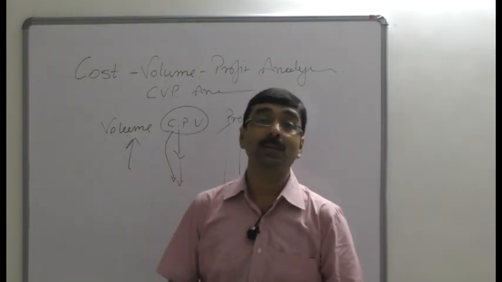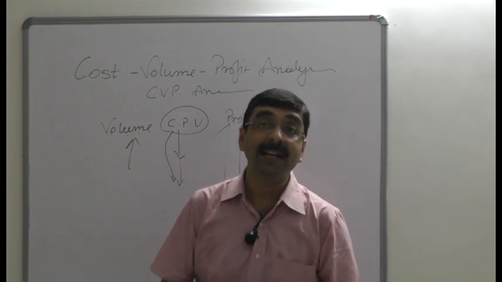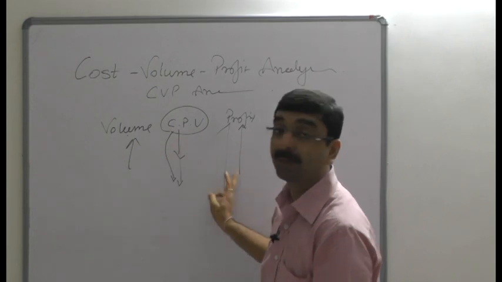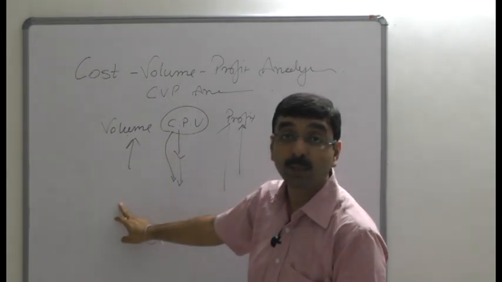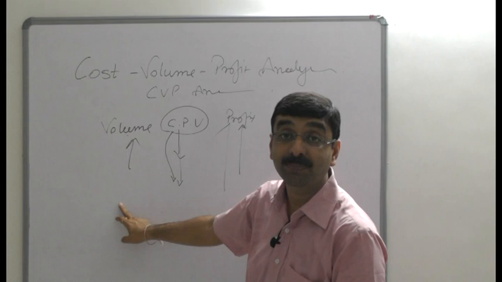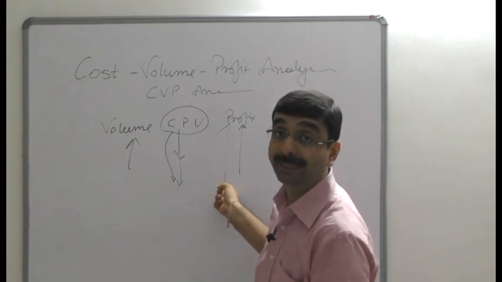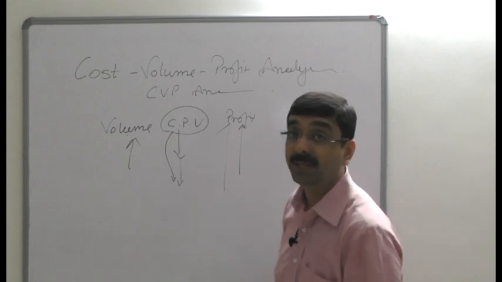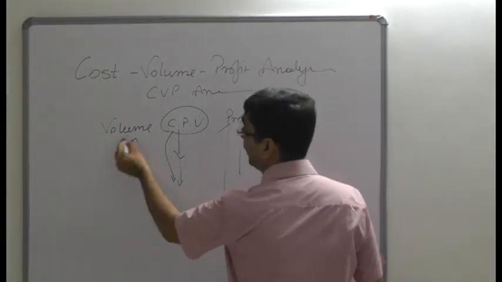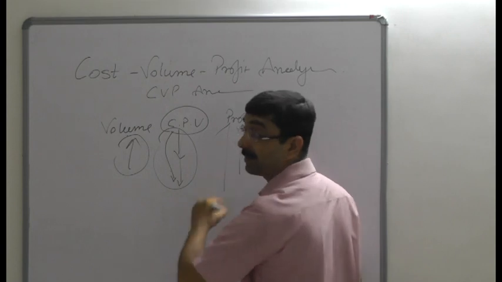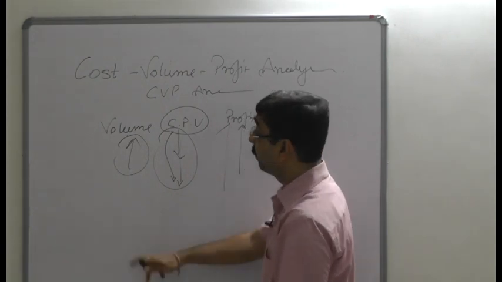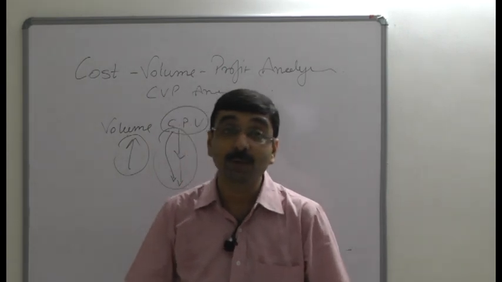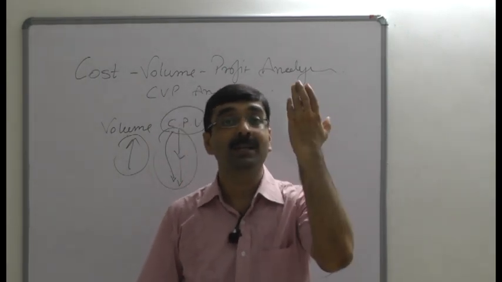Thus, one can conclude that there is a direct relationship between the volume and profit. Because if the volume is increased, automatically the profit is going to increase. But there exists an inverse relation between the volume and cost. They have a reverse relation, because if the volume is increased, the cost per unit is down. In case the volume is decreased, the cost per unit is increased.